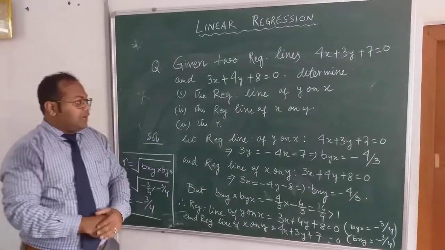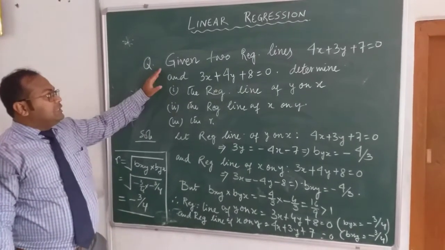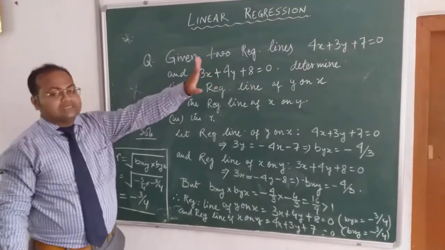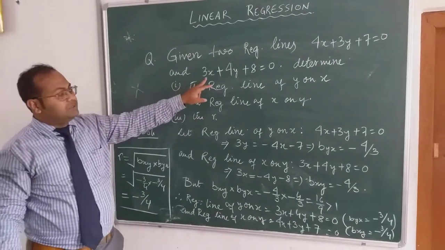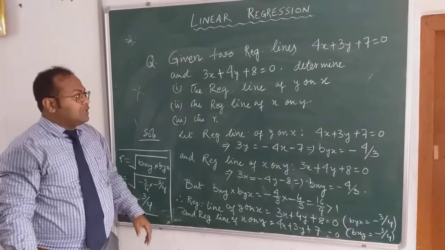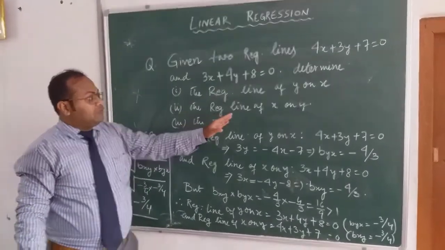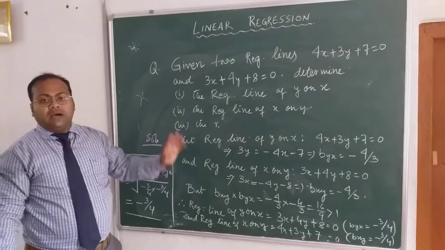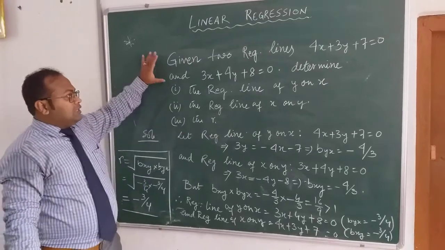So now here we have one question on a regression line. The question is given like this: given two regression lines, 4x plus 3y plus 7 equals 0, and the other one is 3x plus 4y plus 8 equals 0. Now determine the regression line of y on x, the regression line of x on y, and the r, means the coefficient of correlation. Okay. Now see the question here.